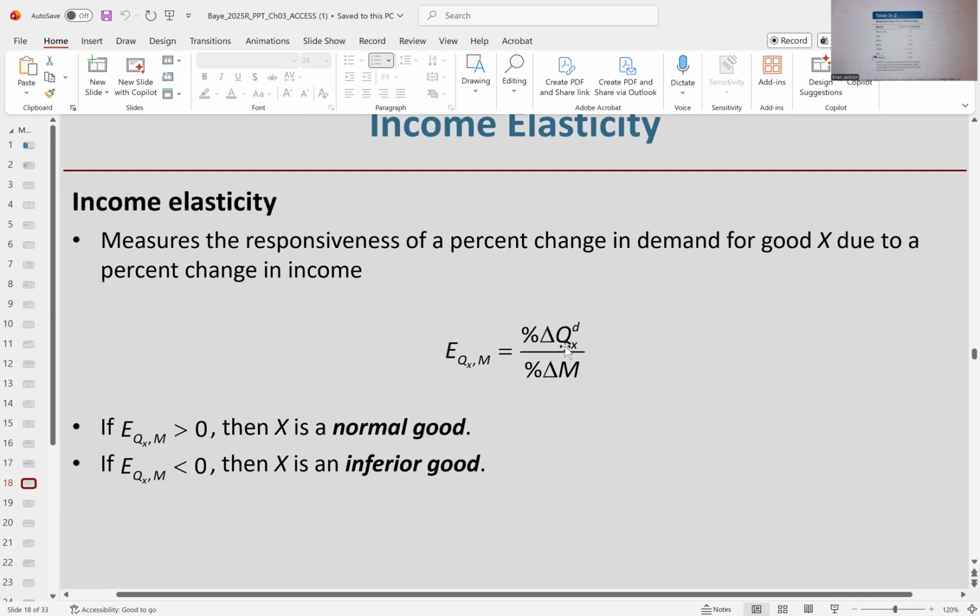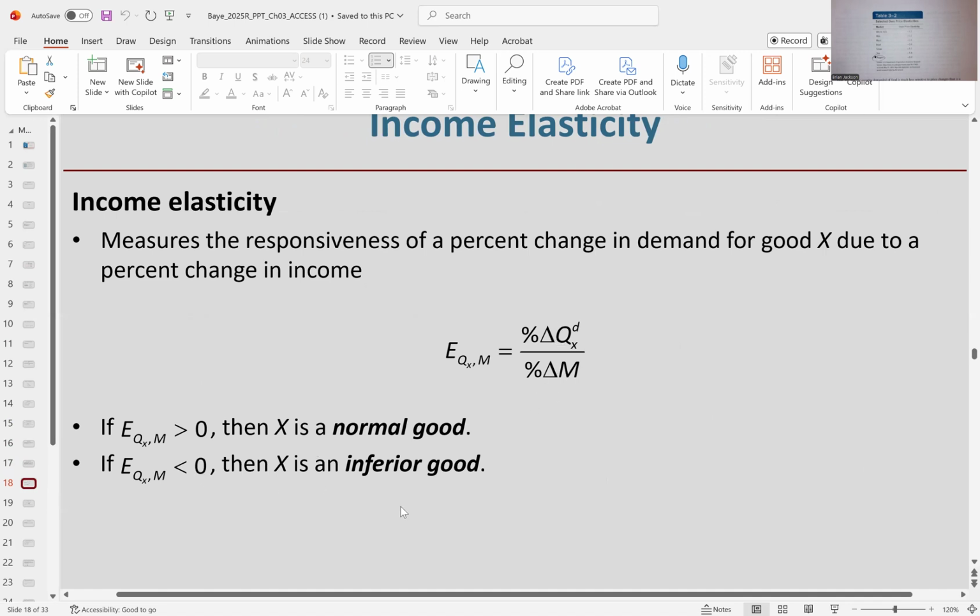Income elasticity of demand. As mentioned here, that's another elasticity, a percent change in quantity demanded divided by the percent change in income. So we use M for income. So if your income goes up and you want more of the good, you demand more of the good. That's a normal good. That's usually the case. Flat screen TVs and luxury items and so forth. The quantity demanded and your income go in the same direction.